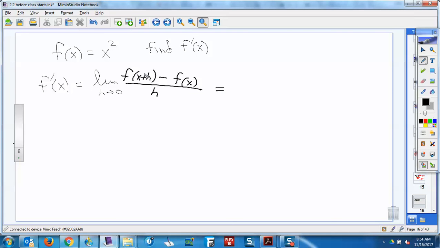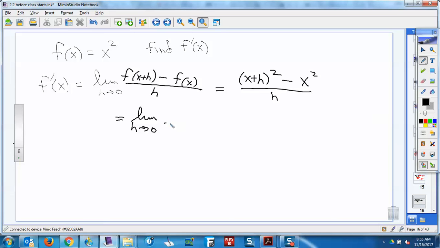So, what do we got? Well, what's f of x plus h mean? That means put an x plus h in for the x. So what do we get? X plus h squared minus, what's f of x? X squared all over h. Right? With me? Okay, so it's the same thing as yesterday. It's just instead of 3 plus h, or 4 plus h, or 5 plus h, we're just going to do x plus h. Okay?